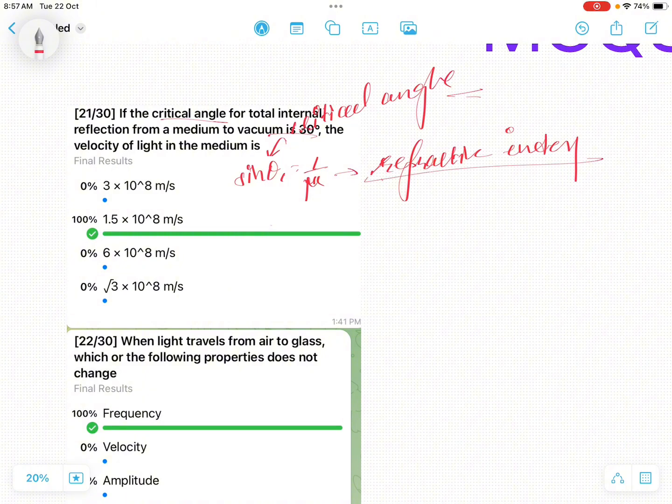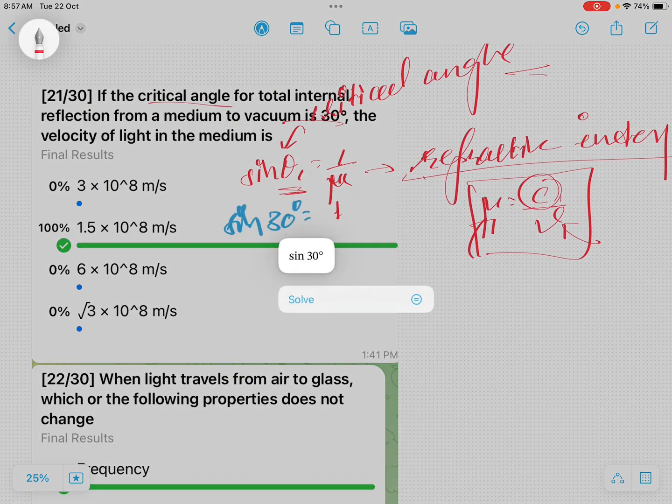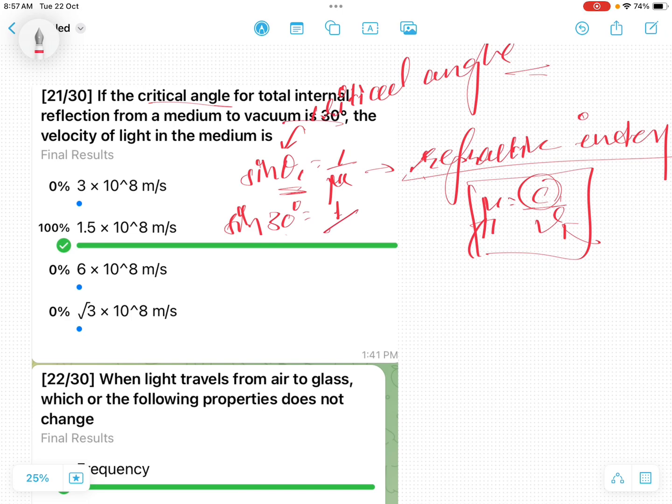Now what is refractive index? Mu is defined as the speed of light in vacuum upon the speed of light in the medium. So solving, the critical angle is given as 30 degrees, and mu is given by c by v. So sine 30 is 1 by 2.